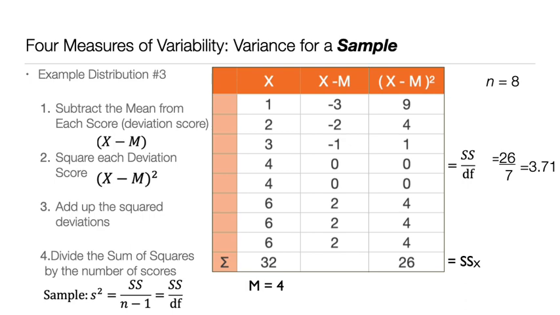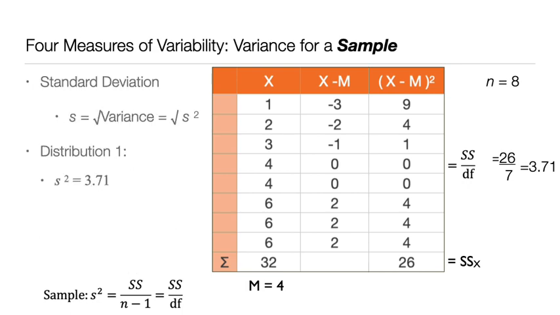Again, the only thing that's different between calculating population versus sample data is what we're dividing the sum of squares by. Here it will be the degrees of freedom versus the number of scores in a sample. Once we get to standard deviation, all we're going to do is take the square root of that variance. So we have the variance equal to 3.71. We'll take the square root of that, and we'll get 1.93.